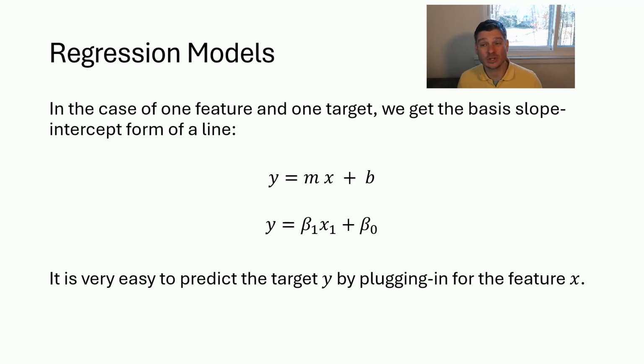Now, in the case of just one feature and one target, we get that basic slope-intercept form of a line, y equals mx plus b. Since we can actually do this in multiple dimensions without necessarily having to graph it or see it in our human brains, the computers can do it for us, a lot of times we do start adjusting our notation. We still keep y as our target, but now we use betas to describe our coefficients and x's to describe the different features that we might be using.